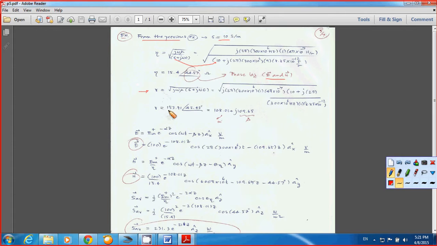This gives you 153.91 with the phase angle 45.43. And if you expand this term, it gives you the real part and the imaginary part. The real part gives you alpha, or the attenuation constant, and the imaginary part gives you beta, or the phase constant. Okay, you have no problem finding eta, you have no problem finding gamma. Okay, just use your calculator.